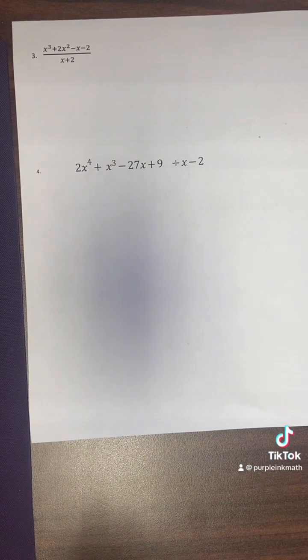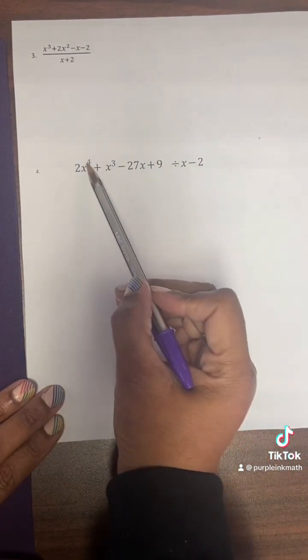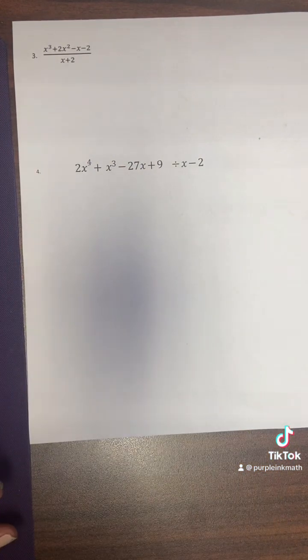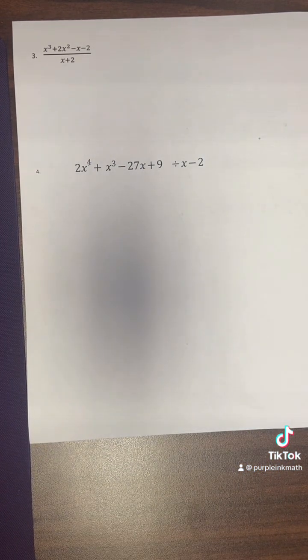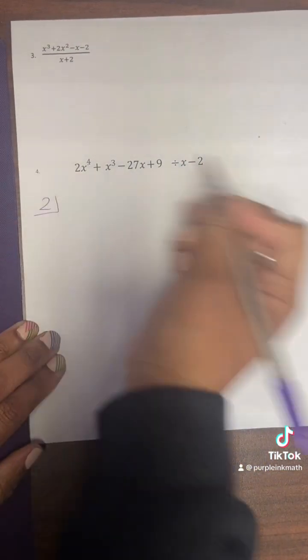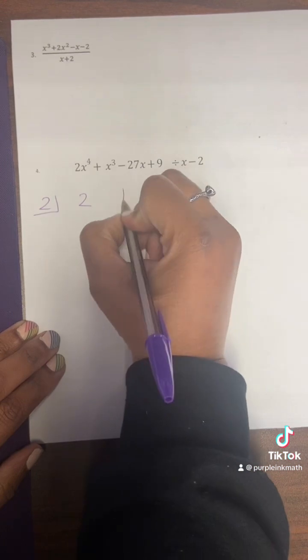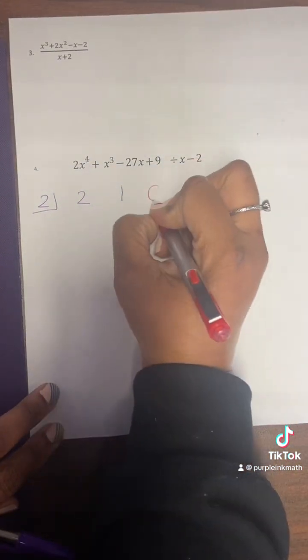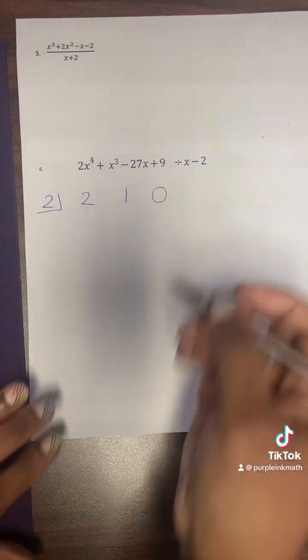Now, in this example, I am missing a term. How do I know? Because I have to the 4th power, to the 3rd power, and I'm missing a squared power. So I have a missing term. So I'm going to divide this by 2. I'm going to write my coefficients. So 2, 1, and I am missing a squared term. So I'm just going to put a 0 where I'm missing my term.